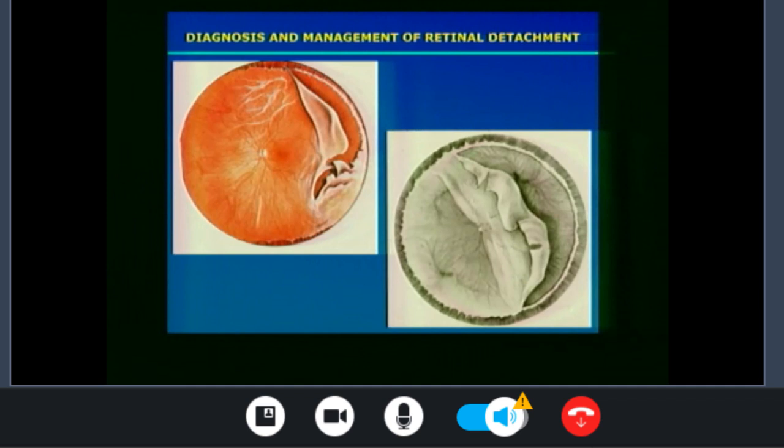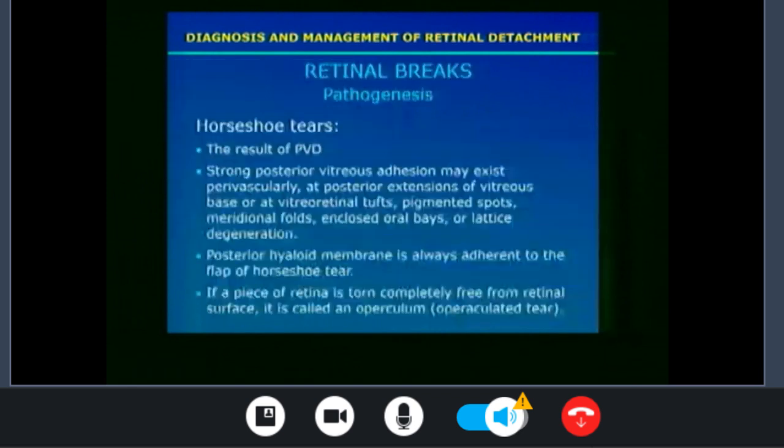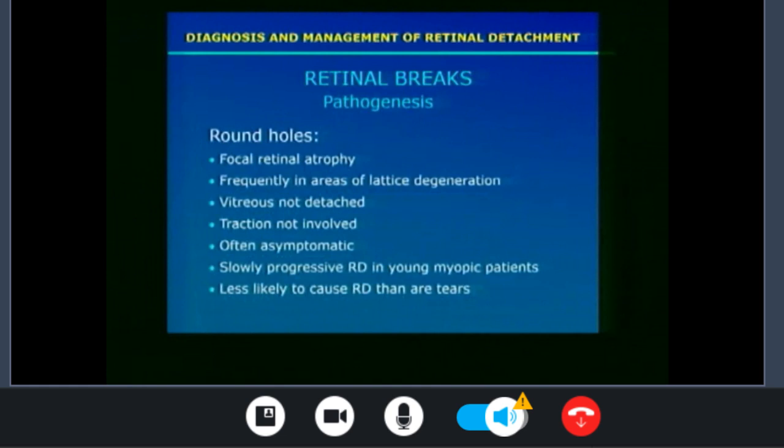But keep in mind that the fellow eye of a patient that has a giant tear has a very high risk to develop retinal breaks, giant tears, and retinal detachment. That's why it's an absolute indication to do 360-degree prophylactic laser photocoagulation for the fellow eye of a non-traumatic giant tear. So as I said, horseshoe tears develop at the time of PVD, and there's a high risk to progress into retinal detachment.